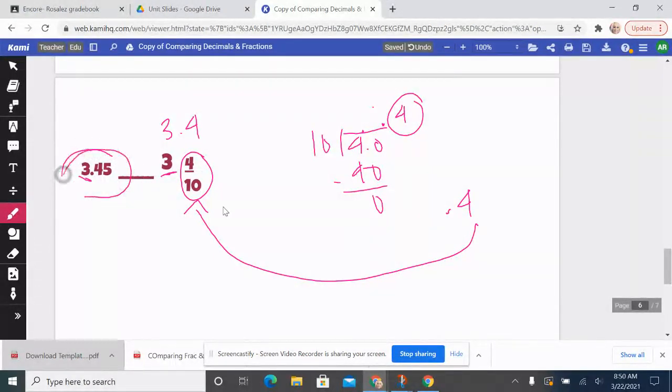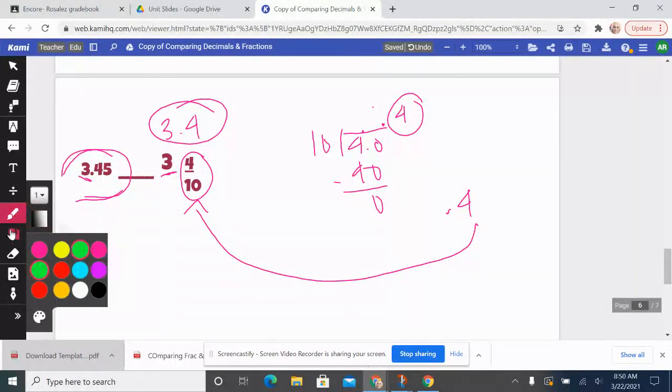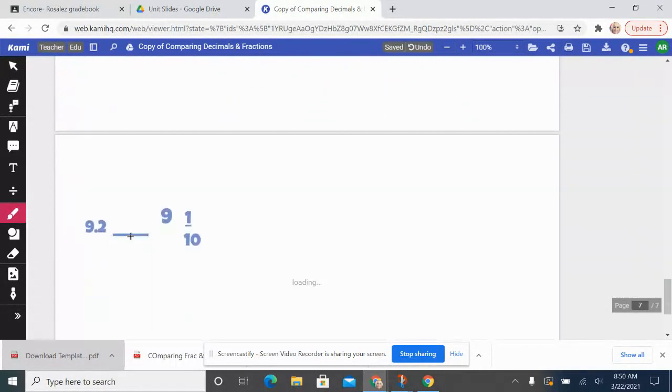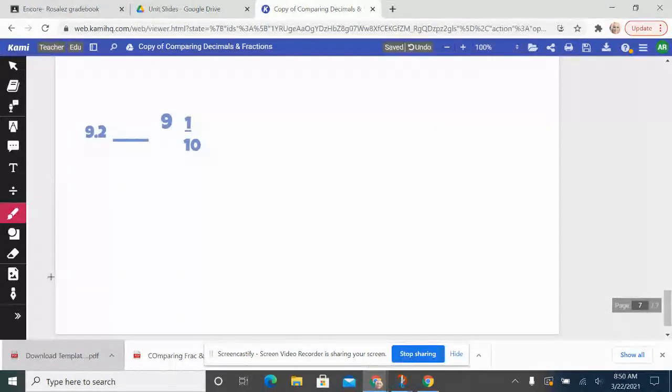And then you're comparing this one to this one. Well, the 3 and the 3, those are the same, right? So let me kind of draw. So that 3 and that 3, that's the same. This 4 and this 4, those are the same. So now we need to move to the hundredths, right? Well, I have a 5 and I have technically a 0. So technically, the 3.45 is bigger than the 3.40. Okay, and you'll see it one more time in case that was confusing.